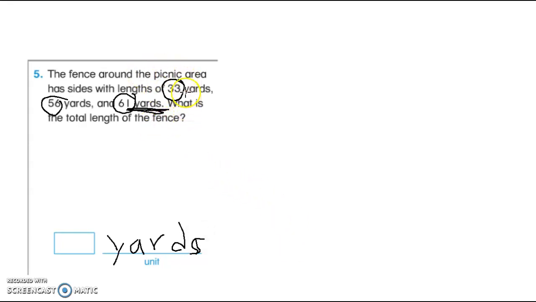With these three sides, I have a small, a medium, and a large. I'm going to start with my small one. This one will be my 33. I'll go a medium one, 56. Uh-oh. Now what do I have to do? I only get one more line, 61. I have to connect these, and that will make 61.